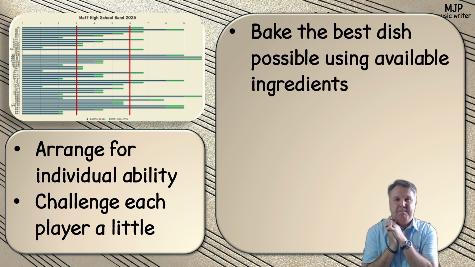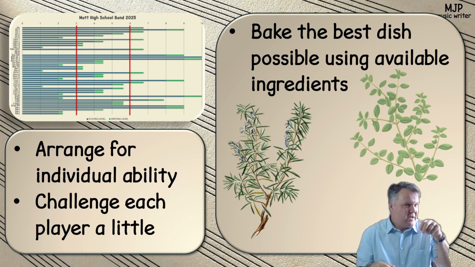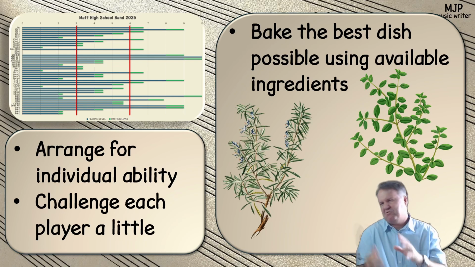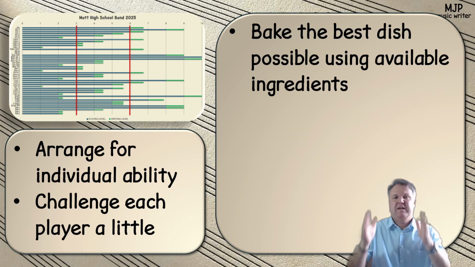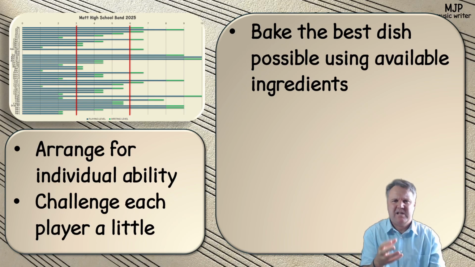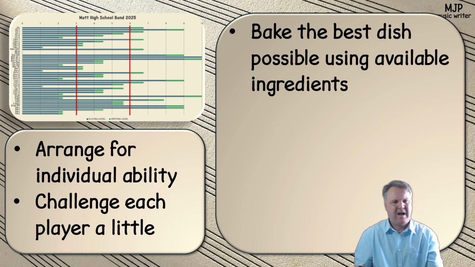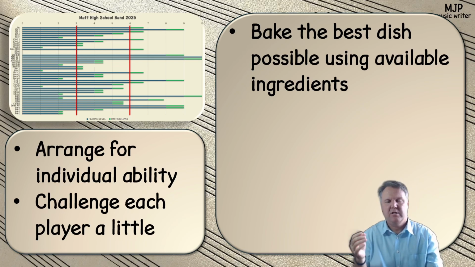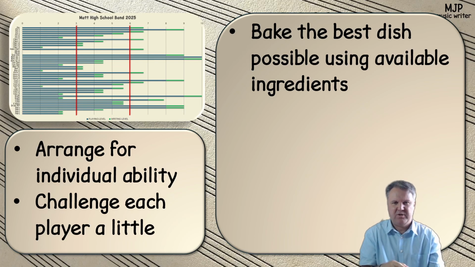Number 3. Bake the best dish you can with what you have. If you don't have rosemary, use thyme. Sort of the same thing. I'm not a chef, but you get the idea. See what you can substitute and what you can do. If I cannot make a stew this year, maybe I can make a soup or something else, or a casserole. Think about what you can do with the instruments you have. Do the arrangement the best you can for them.